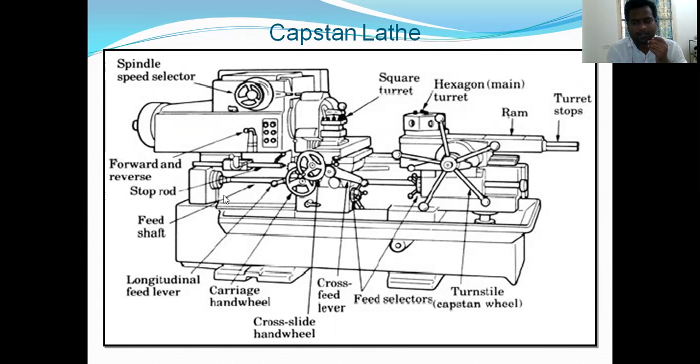Feed shaft, longitudinal feed lever, carriage manual, cross slide manual, cross feed lever, feed selectors, the turnstile, square turret, hexagonal turret, ram, turret stops. So these are the parts observed in the capstan lathe.